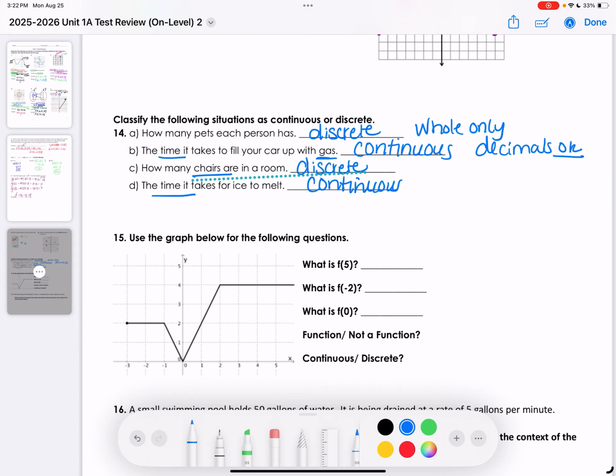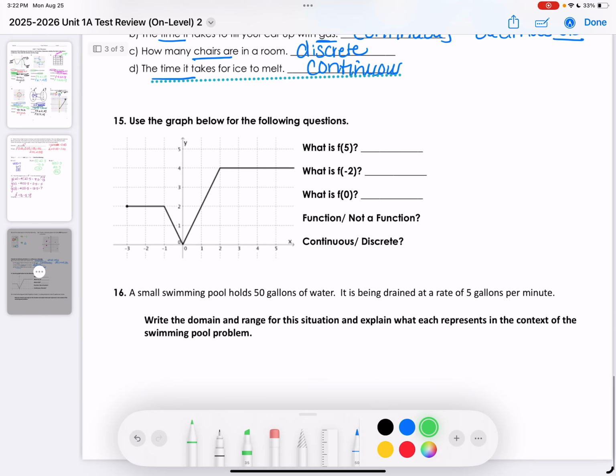Okay, taking a look at number 15, it asks f of 5. So if you take a look at 5 right here, you can see if I go up to the y value that it's right here, and that's when my y value is 4. F of -2, so I'm going to go to -2, go up, and I see right there my value at -2 is going to be 2. You can see that because it's here, it goes here.